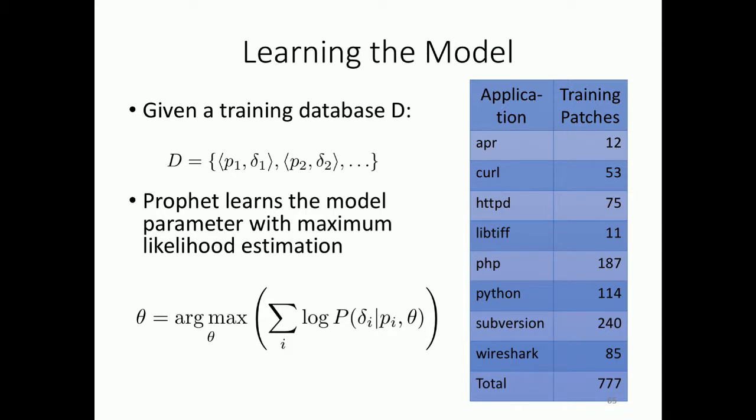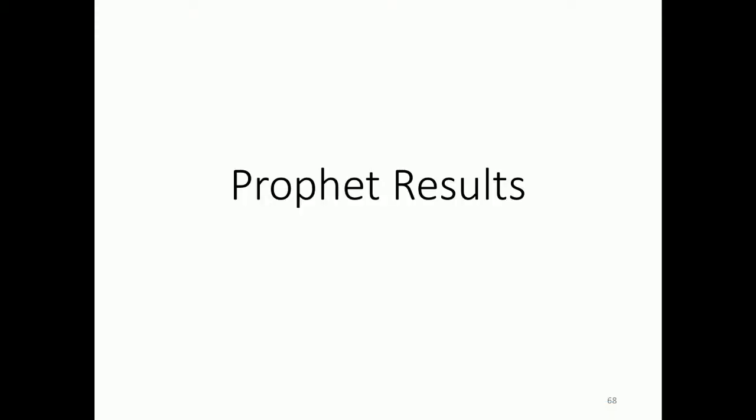So here's how we learn the model parameter theta value. We collected 777 human patches from 8 open source applications, and you can think of those collected patches as pairs of original code and the patch. So we learn the model parameter with maximum likelihood estimation to get the theta value, and then we plug the learned value into the formula to rank patches. So now let's see what kind of results we can get with this.